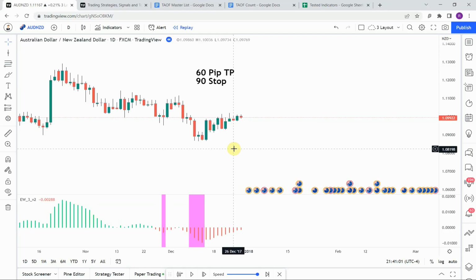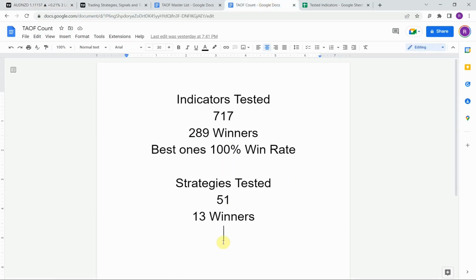Alright, as I said, today we will be testing the Elliot Wave 3 Finder. Before we do though, I wanted to put the testing scoreboard up for everyone to see. So to date, we have tested a total of 51 different strategies, with 13 of them being profitable. We've also tested a total of 717 indicators, with 289 of them being winners. The best ones so far were able to achieve a 100% win rate. Now you need to go back and watch those videos to understand the context of how they were able to achieve that. So go back and watch those videos and see what you can get out of those winning indicators.